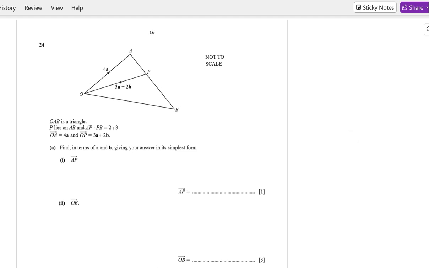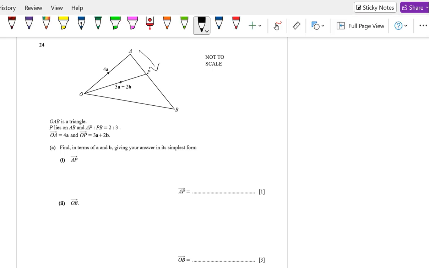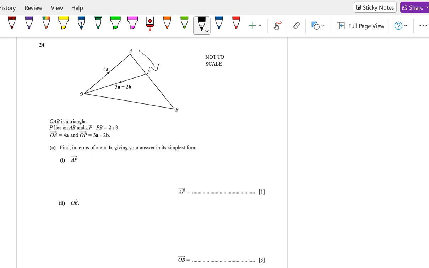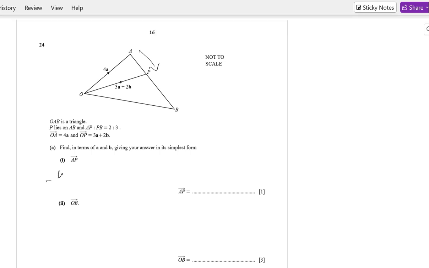AP. For AP, I need to come from A and get to P. So I am moving opposite of this 4A. So it would be minus 4A plus 3A plus 2B, or 2B minus A.